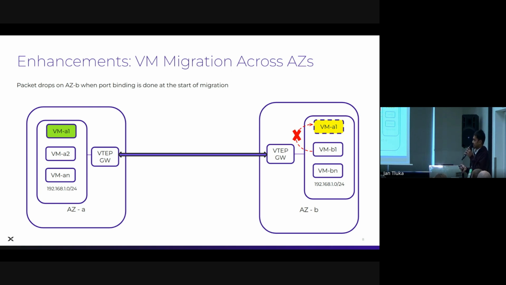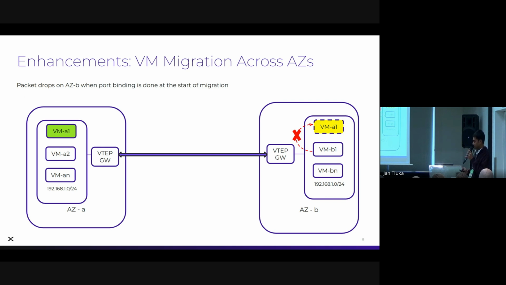Once that is done, all the VMs on availability zone B will think the port is locally reachable and will try to send packets to it, since the port binding record is updated. This leads to packet loss, since the VM is still under migration and actually residing on availability zone A.